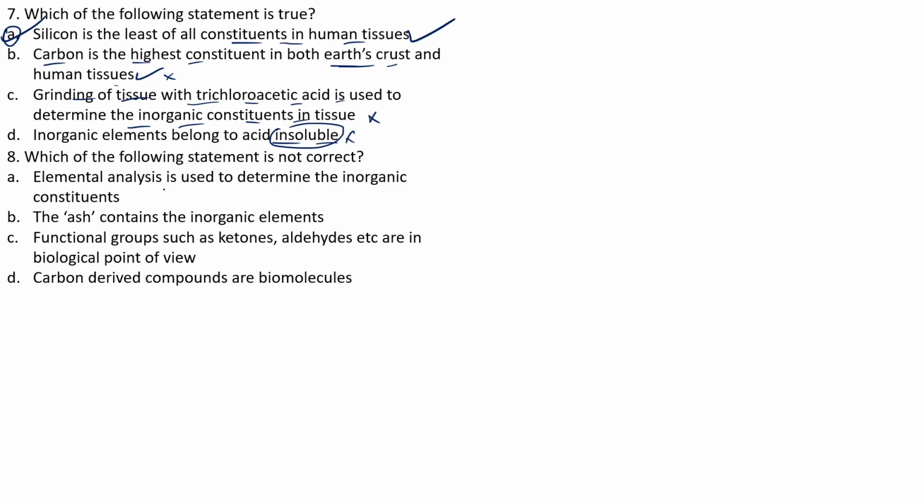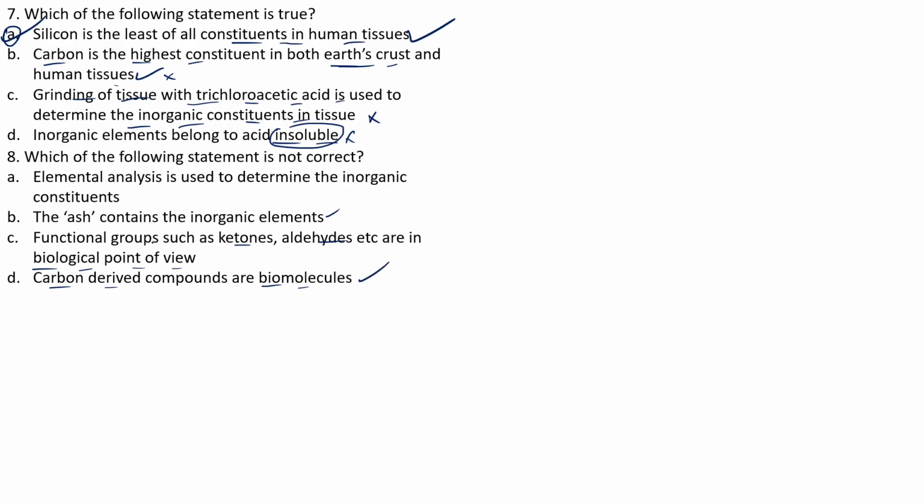The elemental analysis is used to determine the inorganic constituent, and the ash contains the inorganic elements. The functional groups such as ketones, aldehydes, etc. are from the biological point of view, and carbon derived compounds are called biomolecules, right? So now again they're asking, this time, about the false or incorrect statement. The carbon derived compounds are called the biomolecules. Exactly, it is actually true.